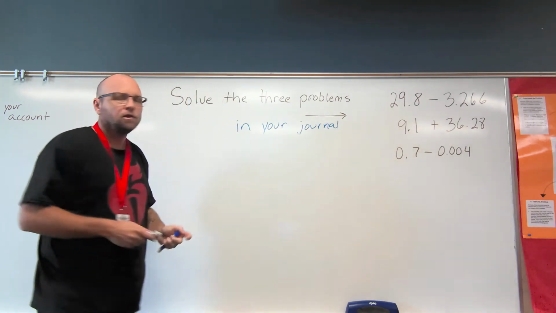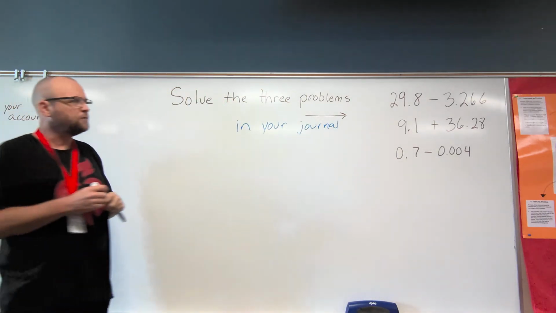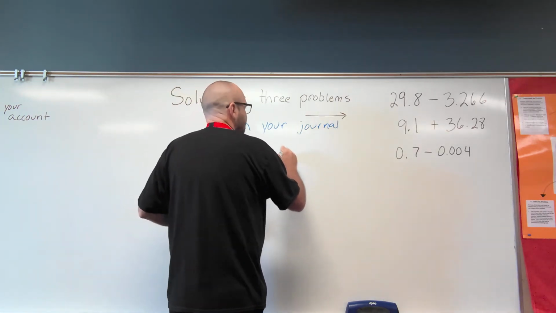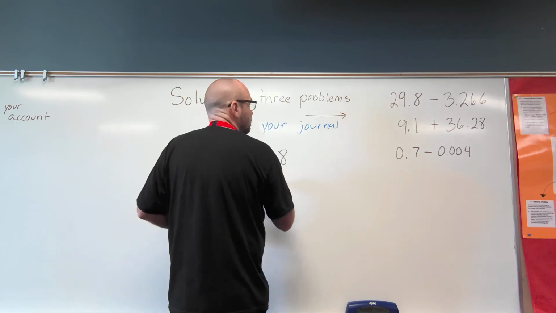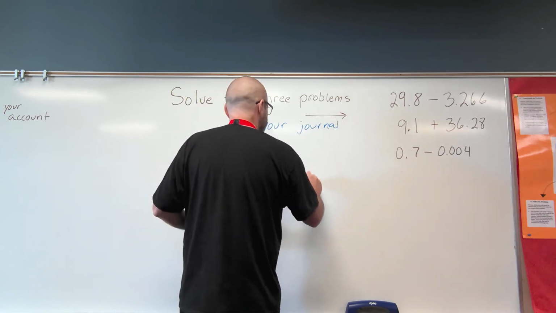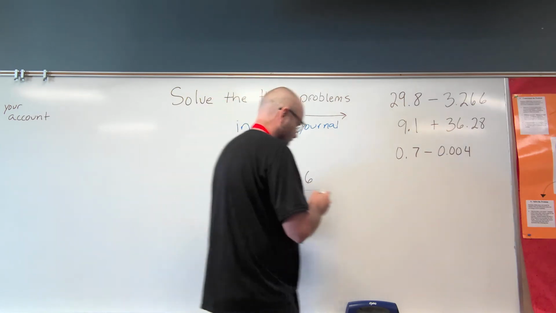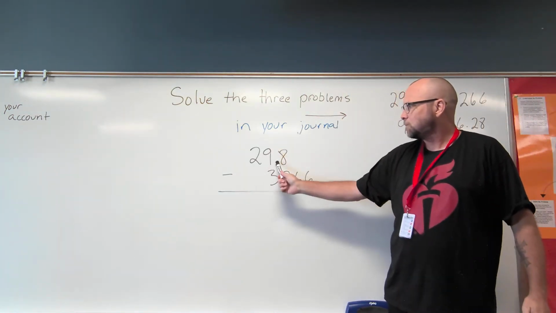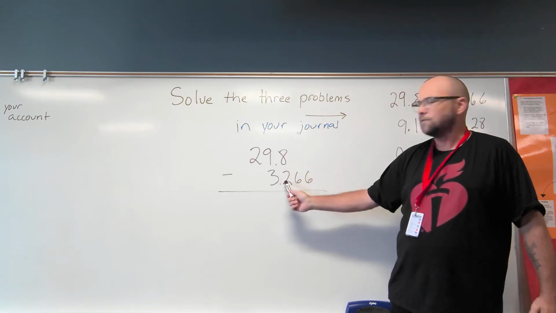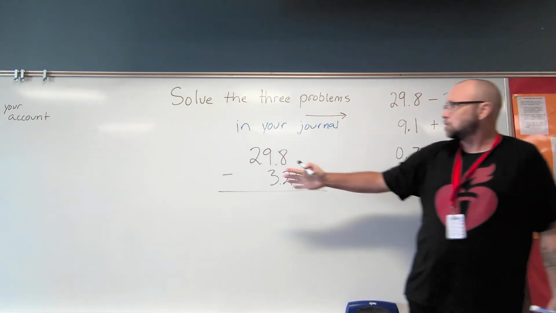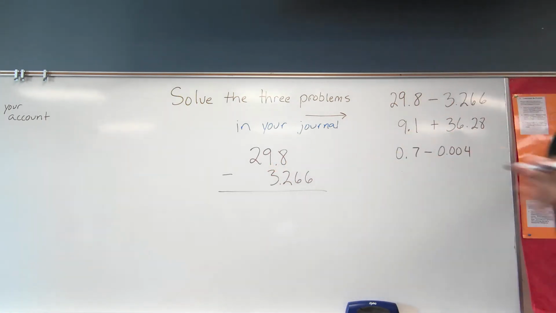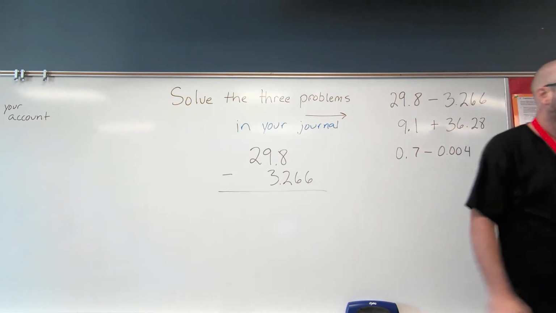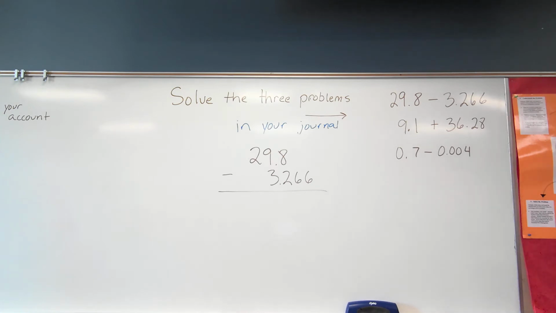So let's look. First, we're going to do the first problem, but we're also going to talk about rounding. 29 and 8 tenths, subtract 3 and 266 thousandths. Now notice I have my ones place over my ones place, my decimal points, tenths over tenths. Let's just look at 29 is close to what? 30. 30 minus 3 is what? 27. My answer needs to be somewhere near 27.